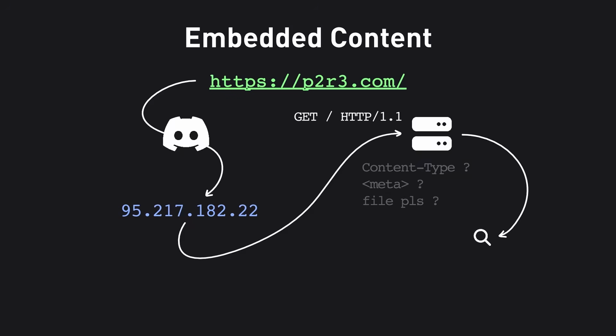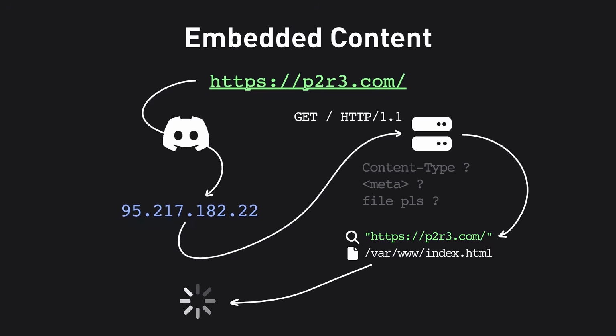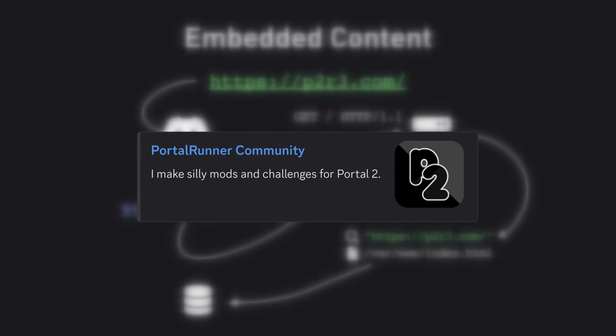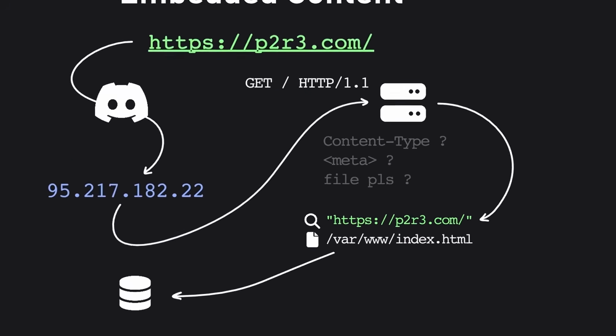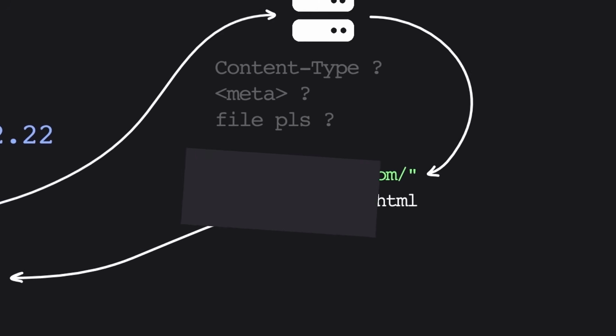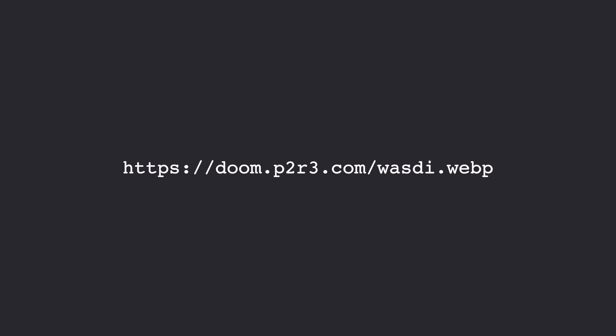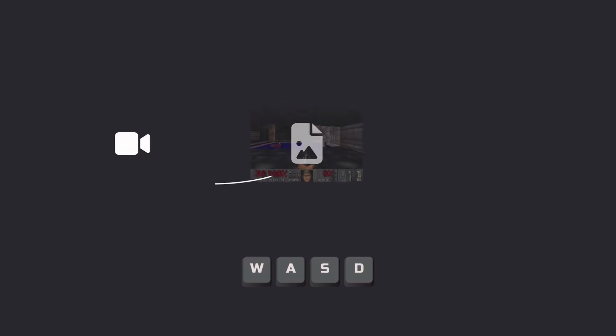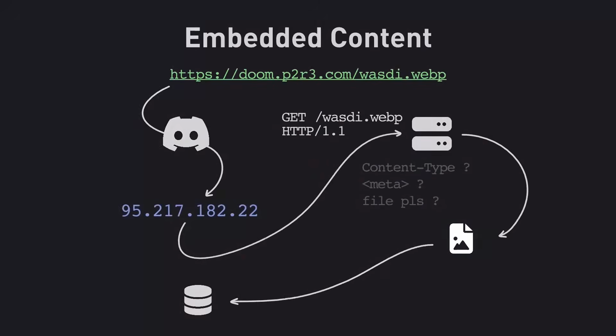Meanwhile, the server looks at the link that Discord is requesting, finds the file associated with this link, and sends it over. Discord then renders everything into an embed, caches it, and displays it to the user. At least, that's how it's supposed to work. In reality, there's nothing stopping us from generating content, such as Doom gameplay, on the fly. Instead of using the link to find a pre-existing file, we can treat some part of that link as movement inputs for a game. The server can then record a video of that gameplay, convert it to a GIF, and send that back to Discord.